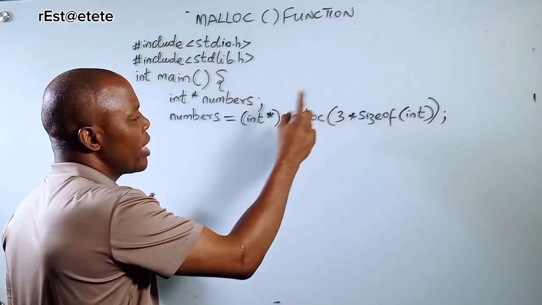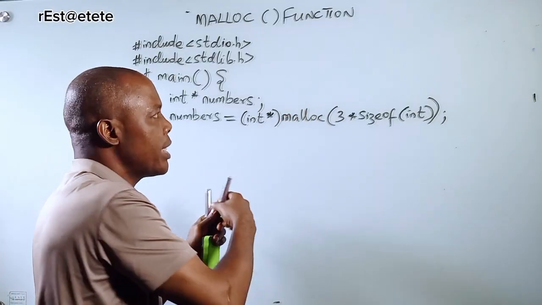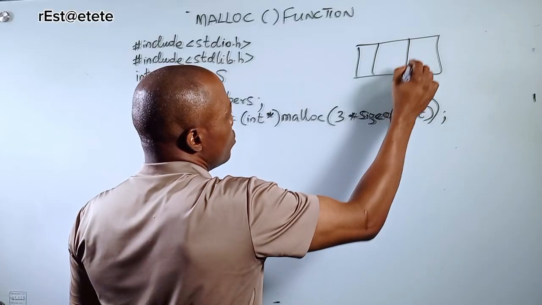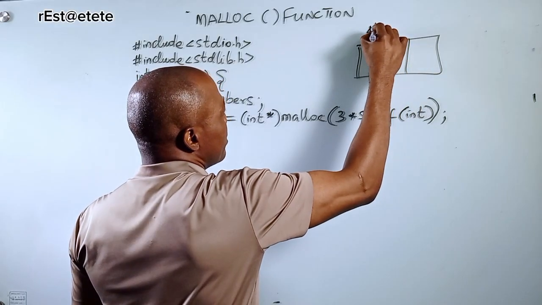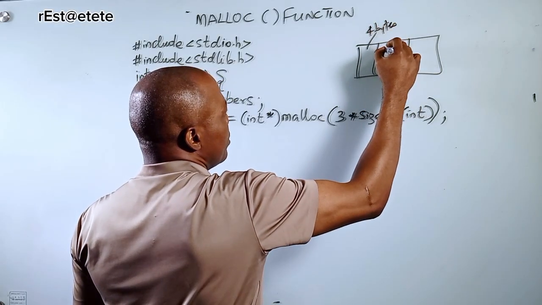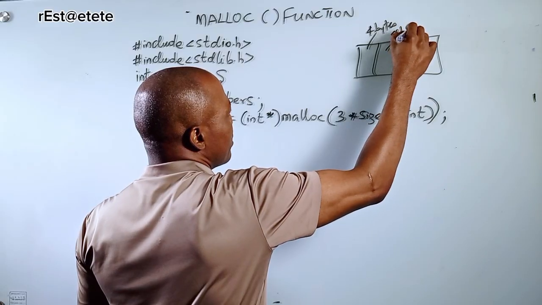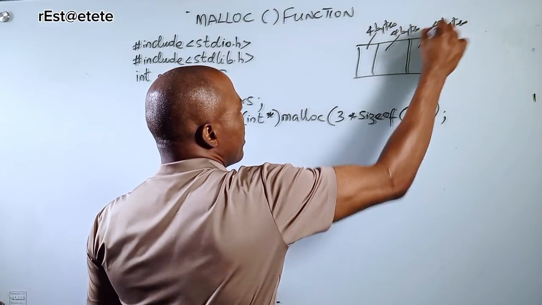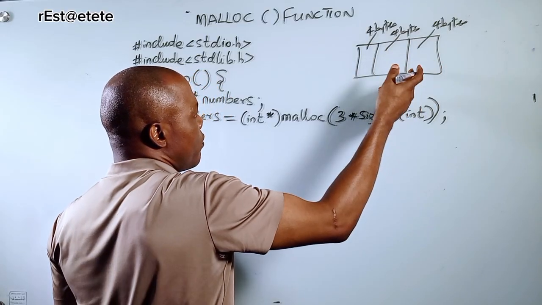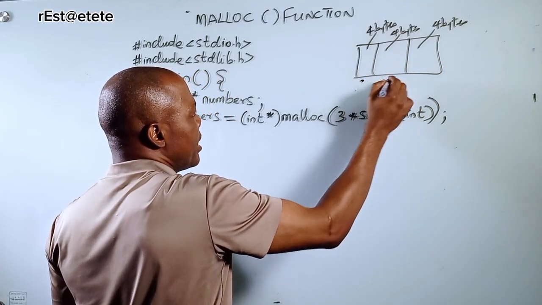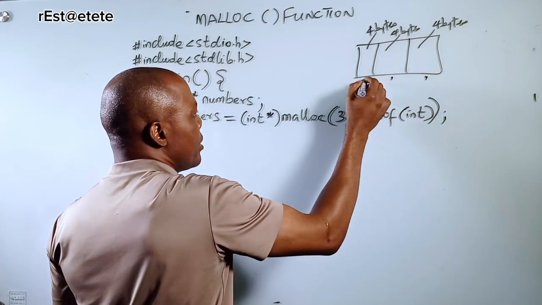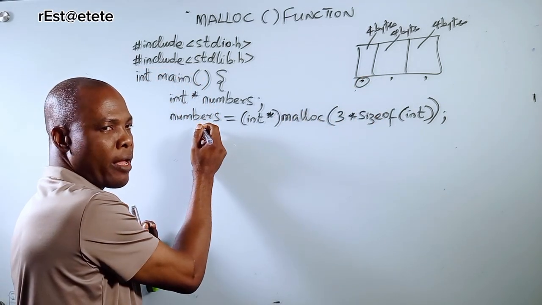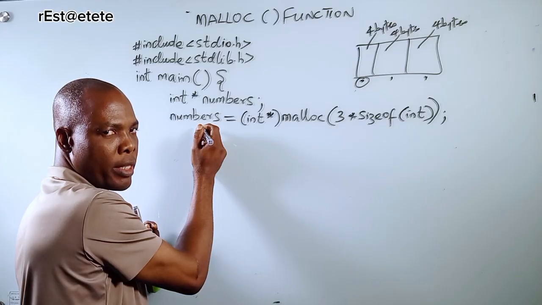Now, it's going to collect the address of the first integer. So I have something like this: 1, 2. So this is what? 4 bytes. This is another 4 bytes. This is another 4 bytes. Right? So a total of 12 bytes. Then this has an address, this has an address, this has an address. So the address of this first one is what is going to be returned to this pointer. It will store it in this pointer.